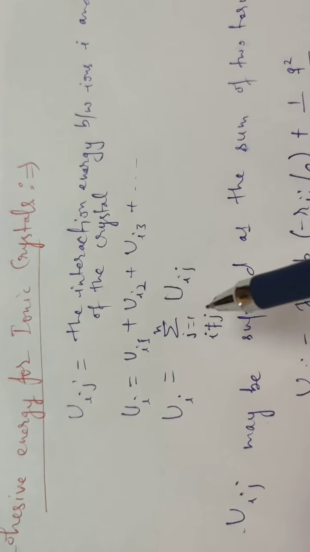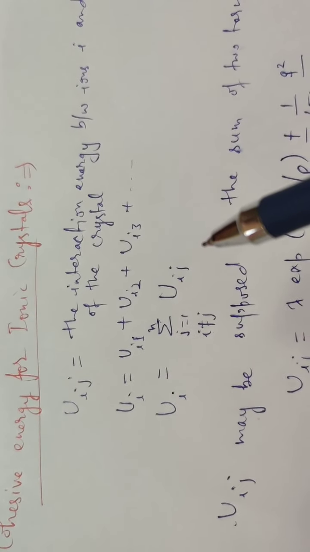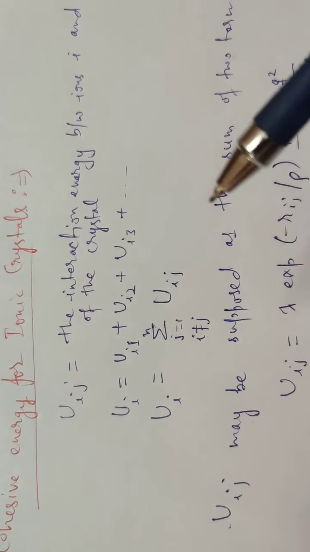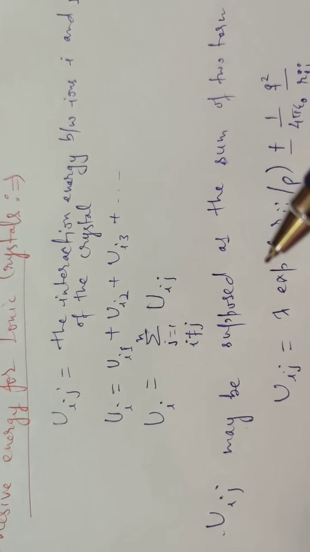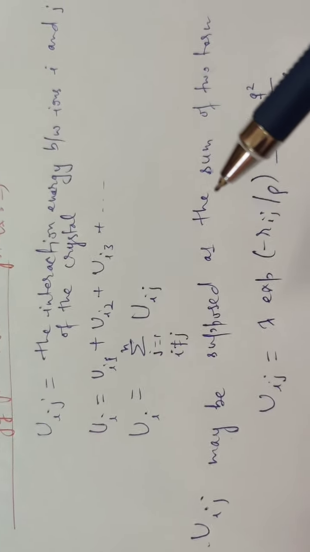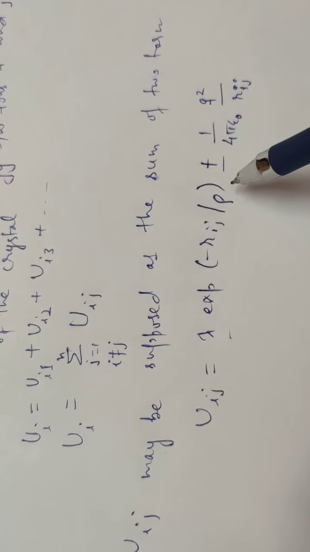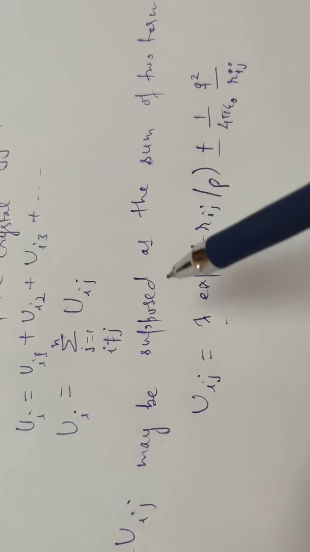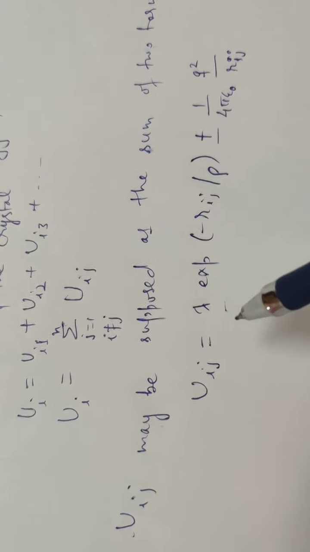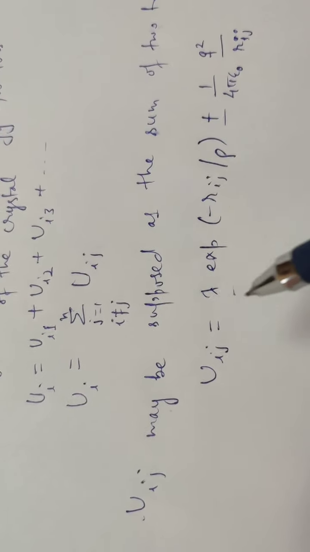So now this Uij is composed of two terms. First is the Coulomb interaction term, and another is the central field repulsive potential, which is an exponential term. This represents the central field potential, and it arises because it negates the possibility of overlapping of ions. When ions are attracted to each other, they cannot overlap because each ion has an electronic cloud.